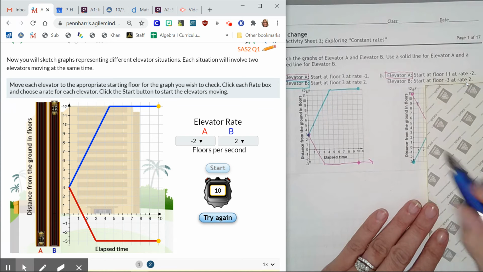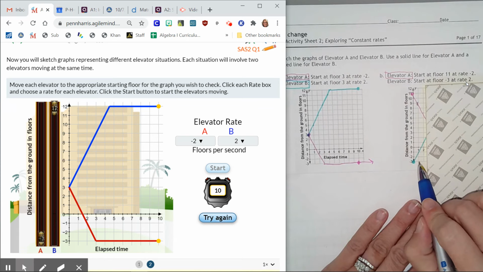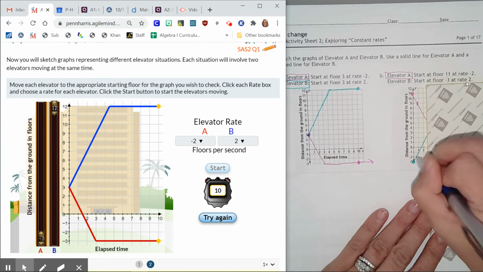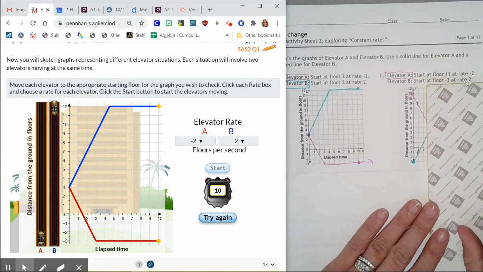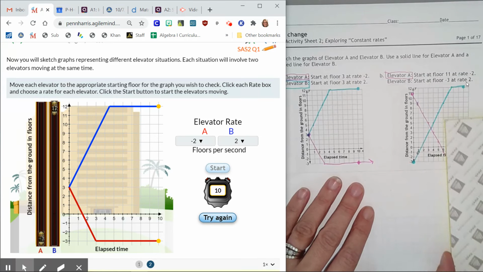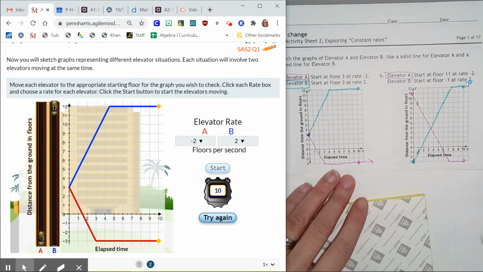At elevator B, because it was going up 2 floors, I went up 2 floors and over 1 floor. Okay, and I continued this until I got my whole graph showing where it hit the top floor and had time left, and here it hit the bottom floor and had time left. So let's see if that's what happens here.